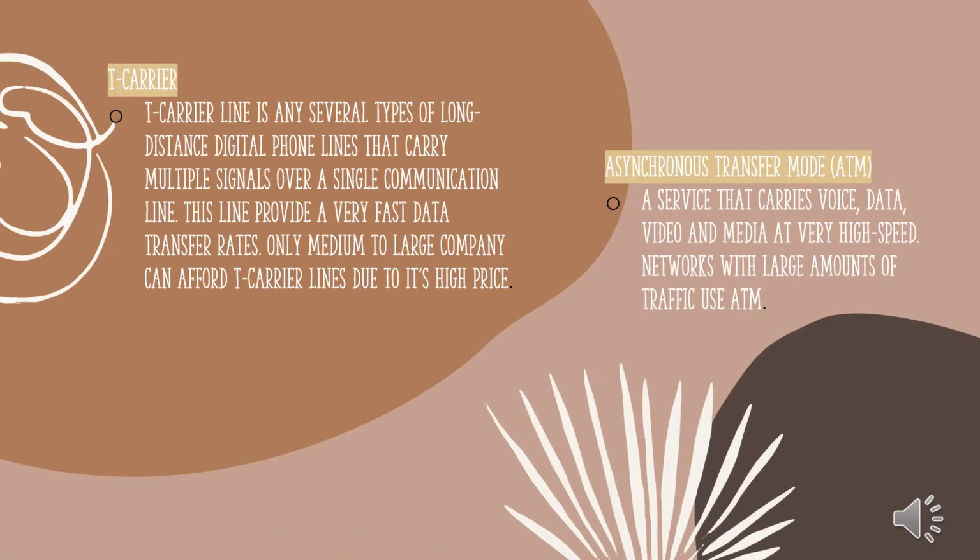Next is T-carrier. A T-carrier line is any of several types of long-distance digital phone lines that carry multiple signals over a single communication line. This line provides very fast data transfer rates. Only medium to large companies can afford T-carrier lines due to their high price. And lastly is asynchronous transfer mode, or ATM. ATM is a service that carries voice, data, video, and media. Very high-speed networks with large amounts of traffic use ATM.